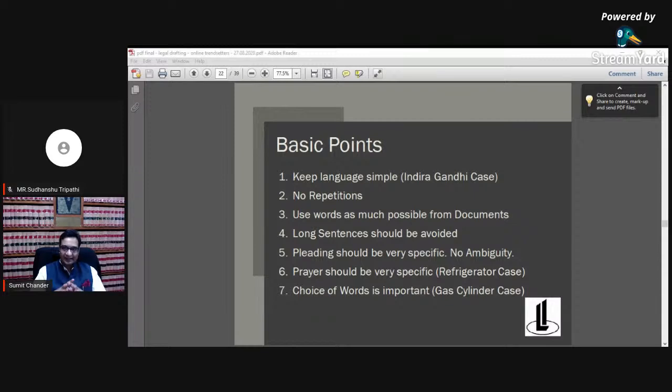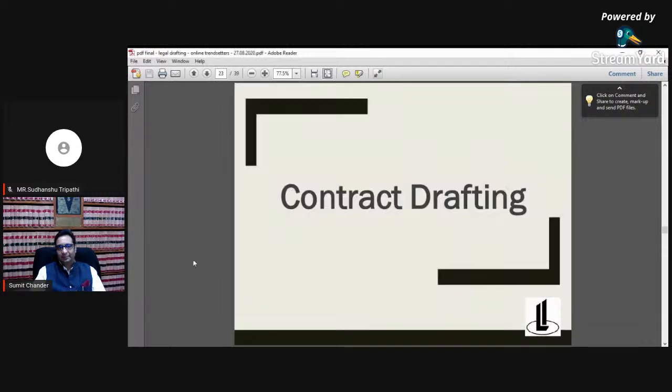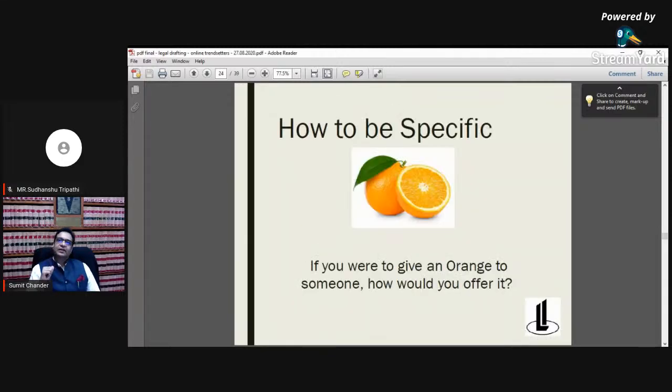Having said this, I'll conclude my legal pleadings and now come to contract drafting. Next, please. Now, contract drafting is very interesting, and like I told you in the legal pleadings also, you should be very specific about whatever you want to say in your contract drafting. It's very important, and I'll show you how. I'll show this by way of an example. Next. How to be specific.